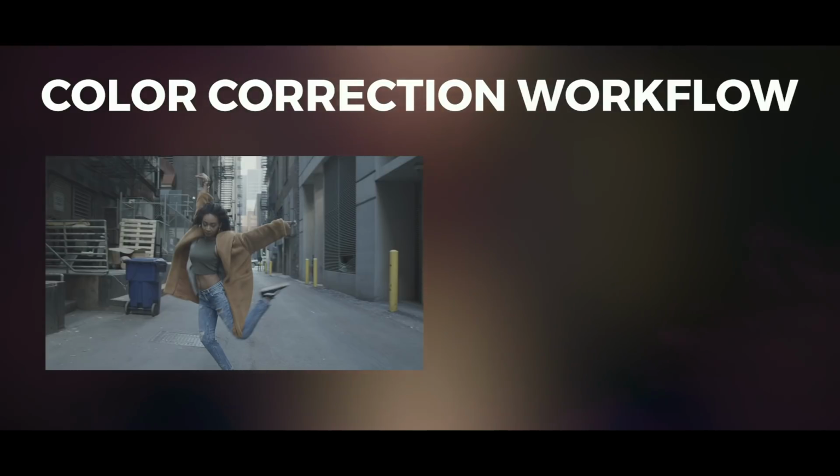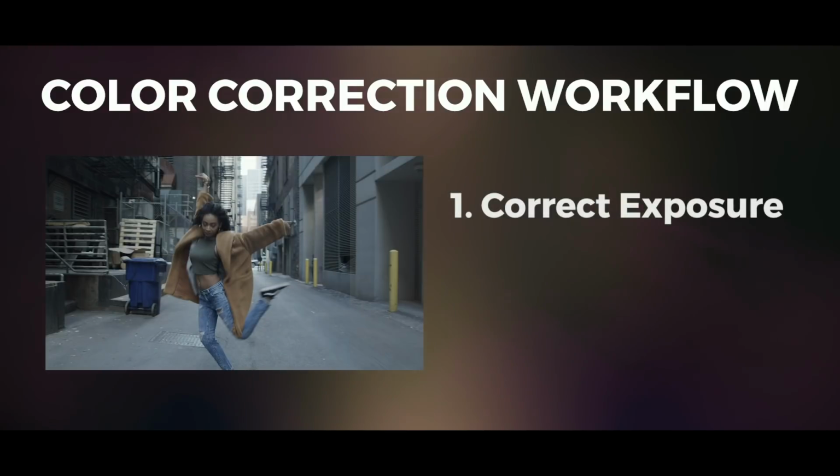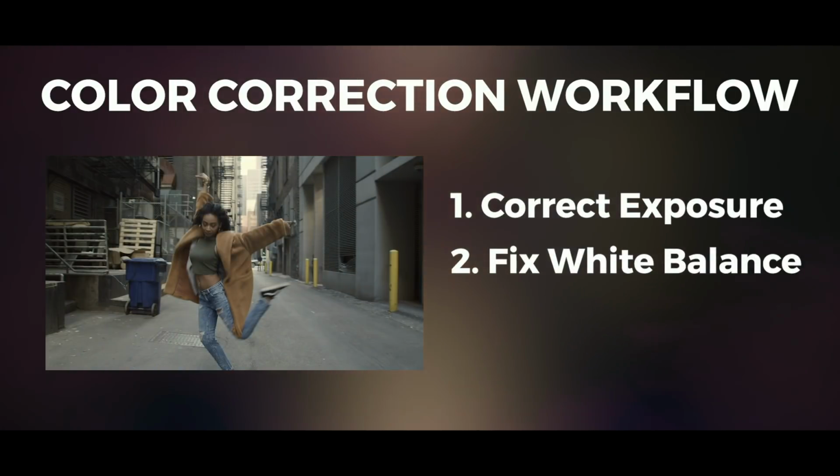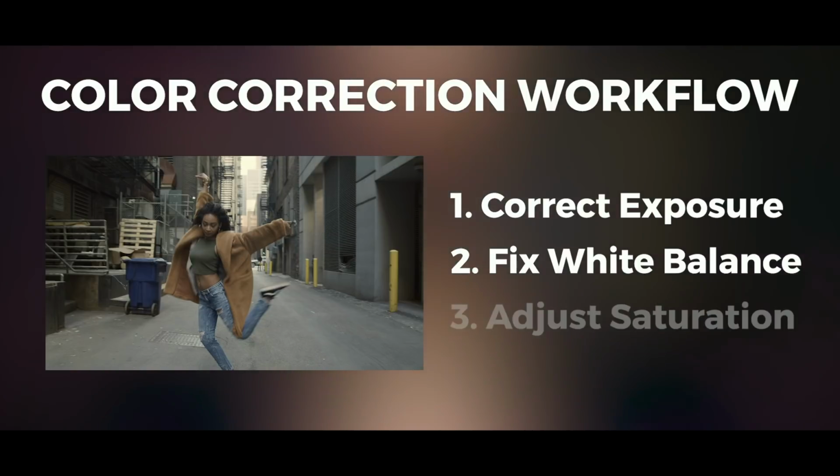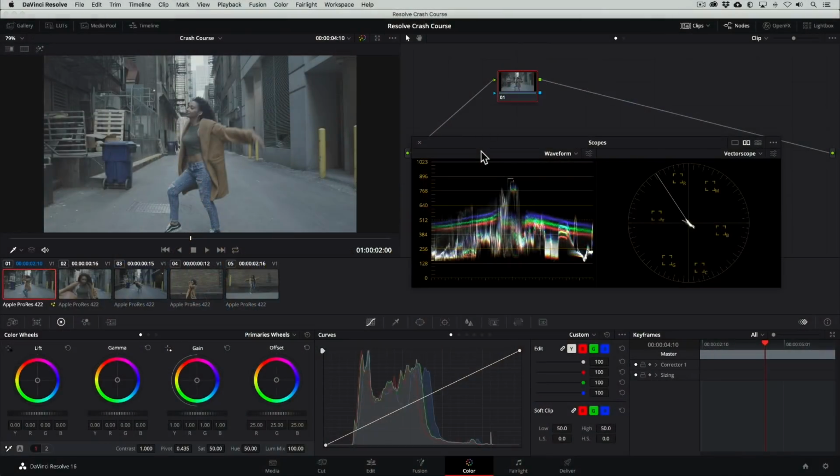Here's a simple but powerful workflow for color correction. We first correct the exposure or brightness of the image. Second, the white balance or color temperature if there are any issues. And lastly, the saturation by either increasing or reducing it. This will make more sense as we actually do it.